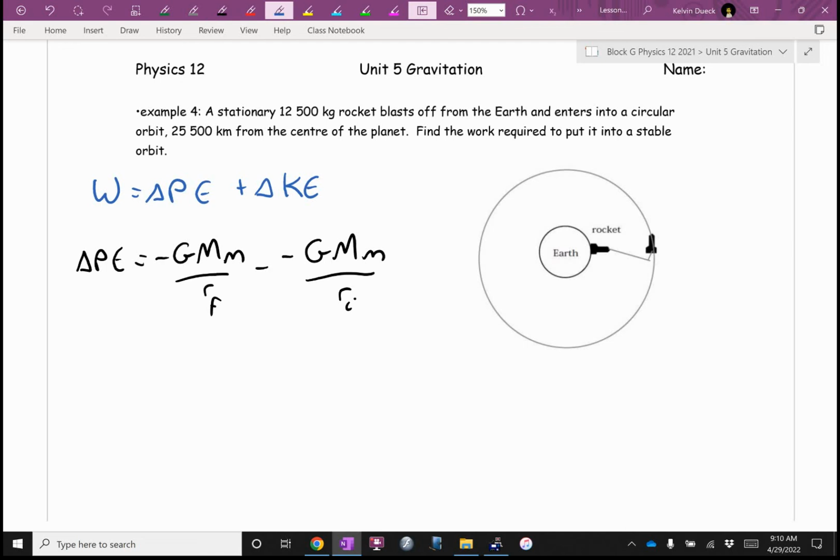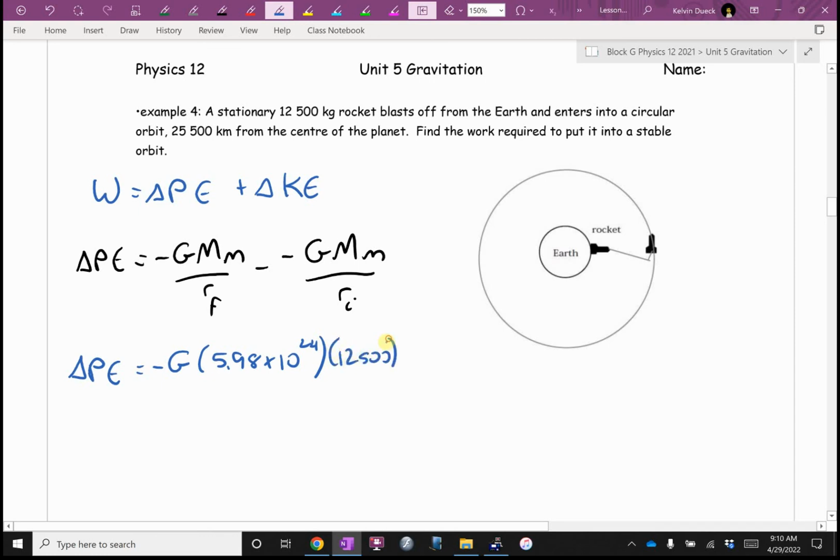Okay. The change in potential is going to be negative big G, mass of the Earth, 5.98 times 10 to the 24th, mass of the rocket, 12,500, all over our final.